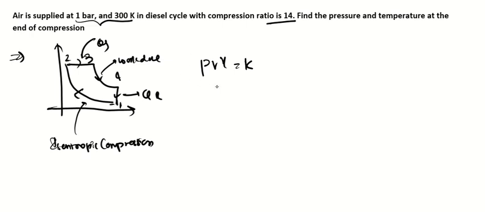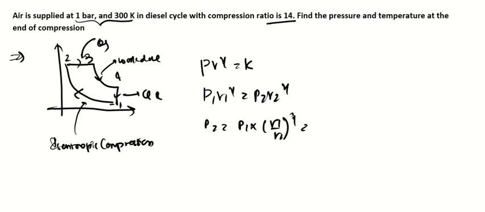So that will be easy. You just apply P1 V1 to the power gamma equal to P2 V2 to the power gamma, and you will find P2 as P1 into (V1 by V2) to the power gamma. V1 by V2 is nothing but the compression ratio, because V1 is the volume before compression, and V2 is the volume after compression at point 2. The volume before compression divided by the volume after compression is the compression ratio.